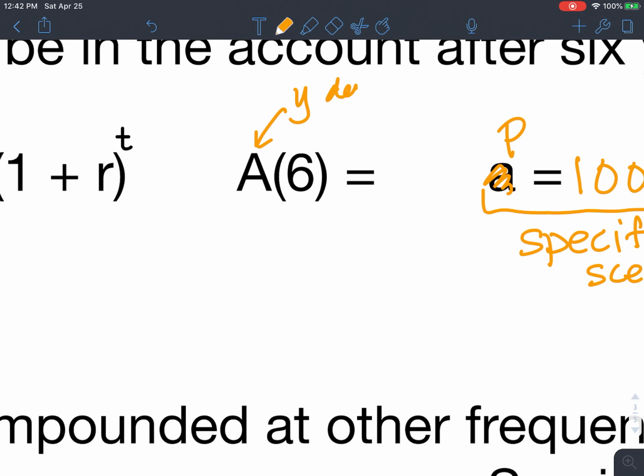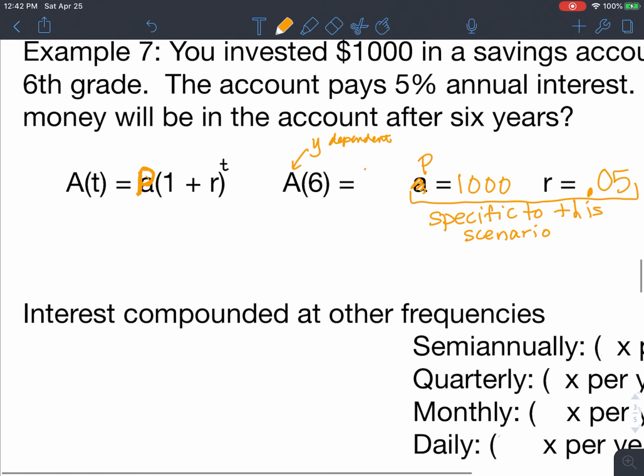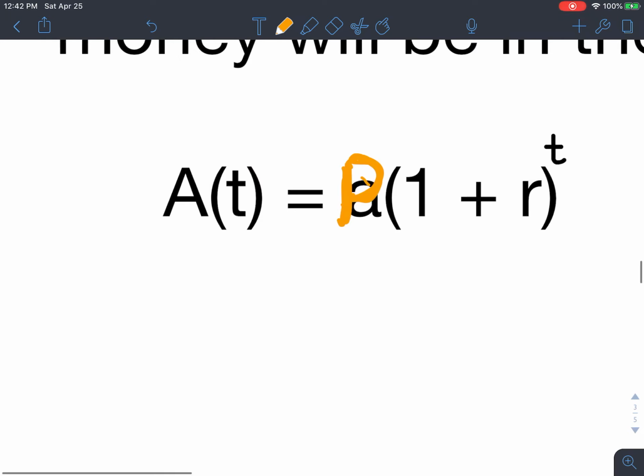A is like the y. That's the dependent variable. And we're going to find y at 6. So this is the question here. So first, let's write the equation.